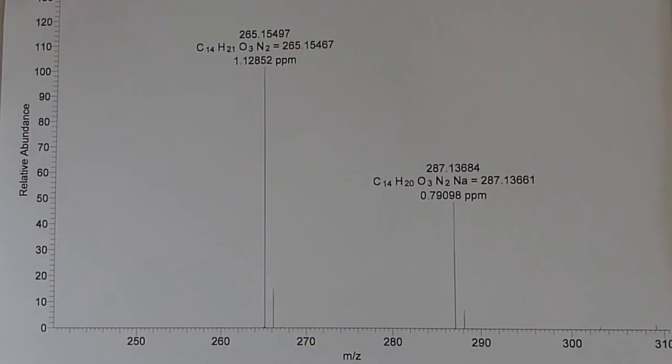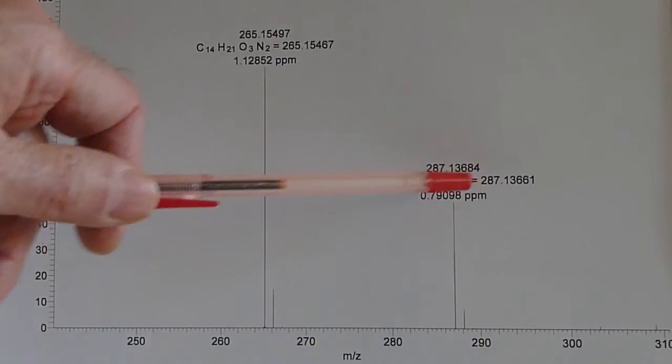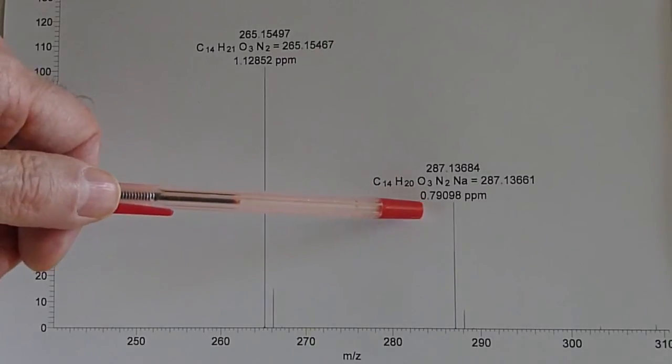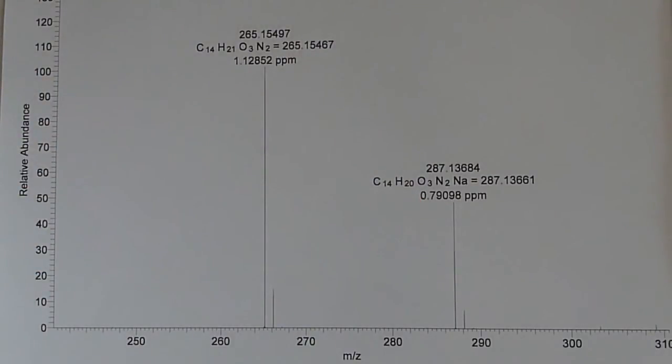Another possibility is phenylalanine-valine. Again, we have our observed data, the theoretical composition for phenylalanine-valine with its theoretical weight, and the difference is 1.1 parts per million. For the sodium adduct, in this case the difference is less than 1 part per million. Typically, for high-resolution mass spec data, you try to achieve confirmation within 4 parts per million.